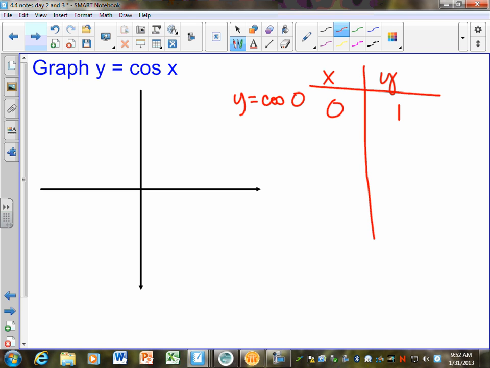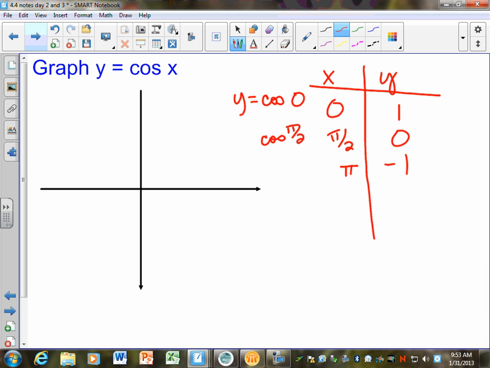What about if I just skip 2 pi halves? Do you agree that pi halves is going to give me a good number for cosine? What do I get for the cosine of pi halves? Yeah, my cosine is the x-coordinate, so at pi halves, it's 0. What would be another good point? Pi is a great point to pick. And if I pick pi, cosine of pi, it's over there on the negative side, so that's going to be -1.